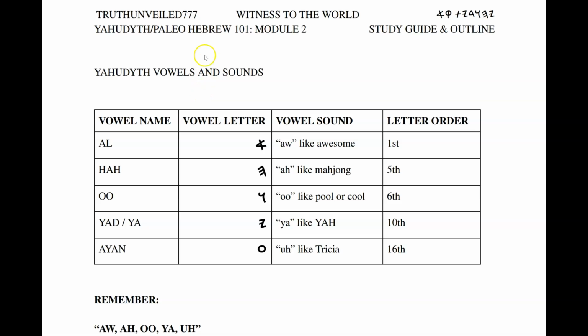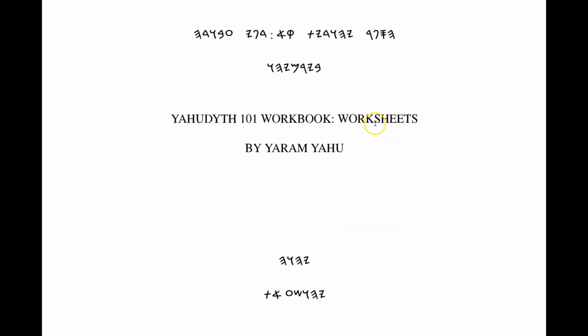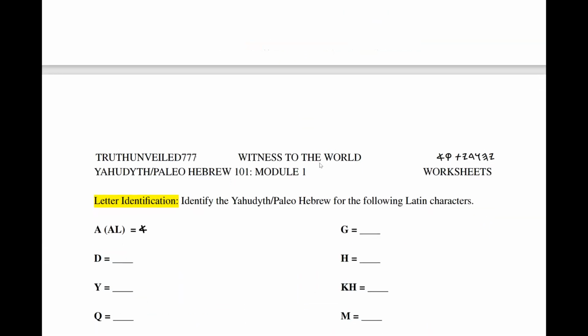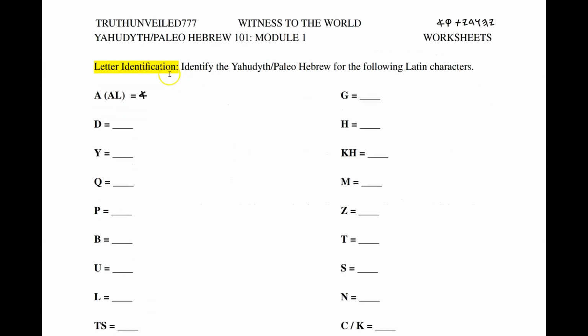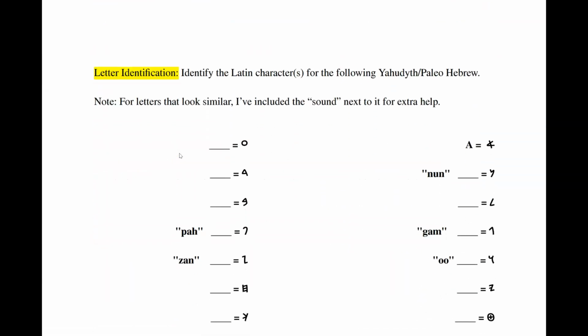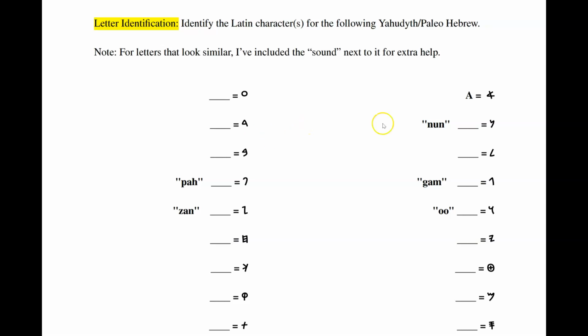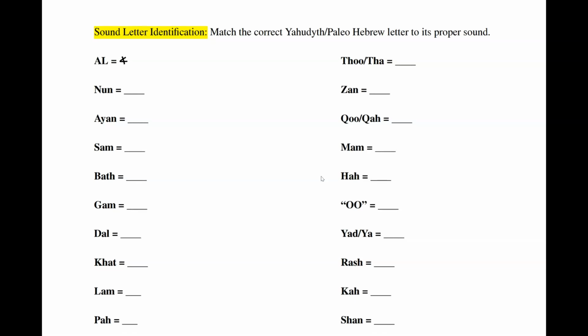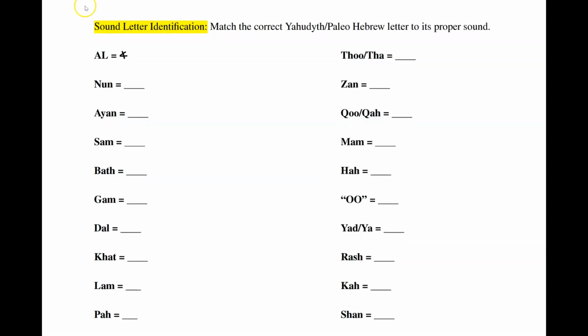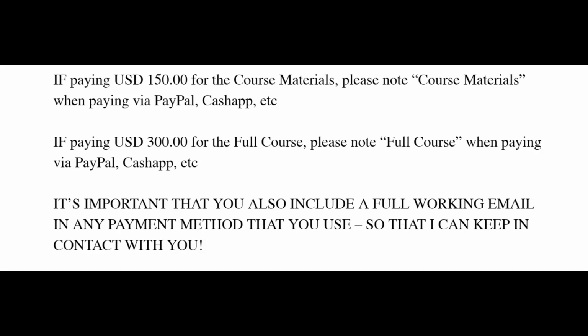So that just gives you an idea of how the outlines look, and then the actual workbooks, the worksheets look something like this. So for Module 1, you have letter identification. So again, you would have to identify each letter and write it down yourself. So again, this is something that's perfect for children, perfect for families to do as an activity together, and really just anyone who's looking to further their Yahudyth studies. But this is just giving you an idea of how the worksheets look, and also applying what you learned going from the Yahudyth back into the Latin characters or the English as well as different sound letter identifications and other activities in here as well. So that just gives you a taste of what you can expect from the course.